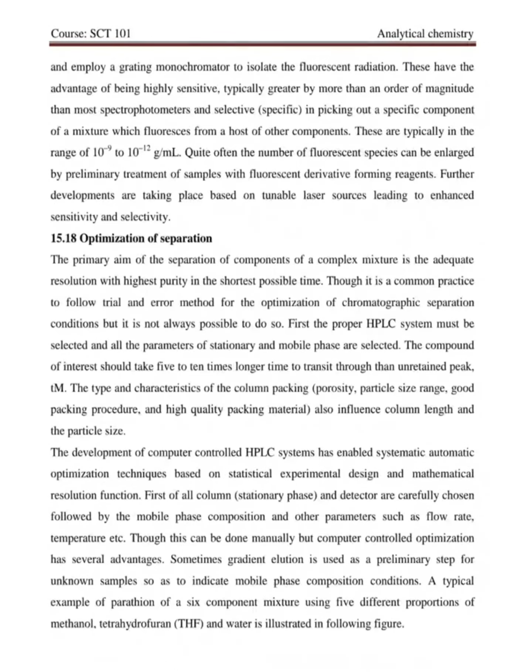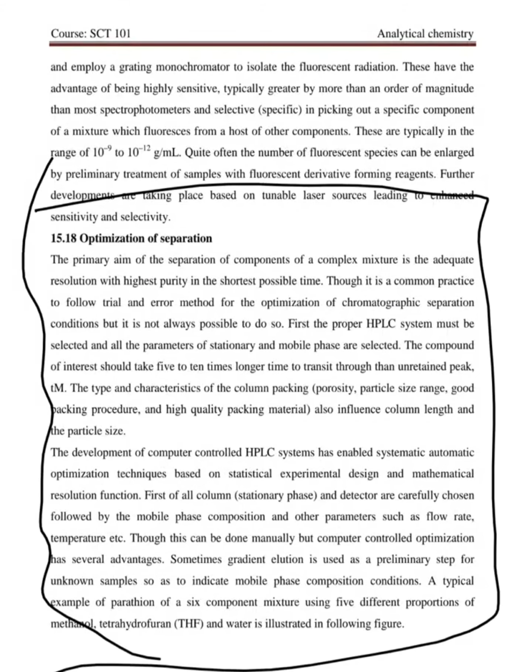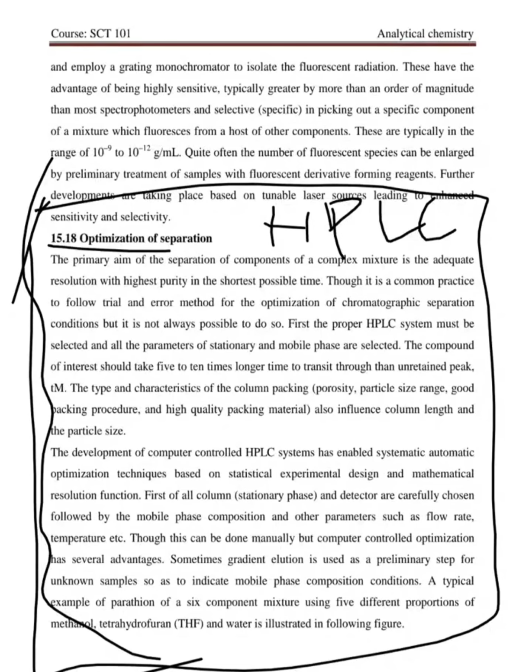And next is the optimization of separation. This optimization of separation is nothing but the whole experimental part: how you are going to optimize the HPLC experiment, and how you are going to separate the sample using HPLC. The primary aim of the separation of a compound or a complex mixture is to achieve adequate resolution with high purity in a short time. How are you going to achieve adequate resolution of high purity in a short time?